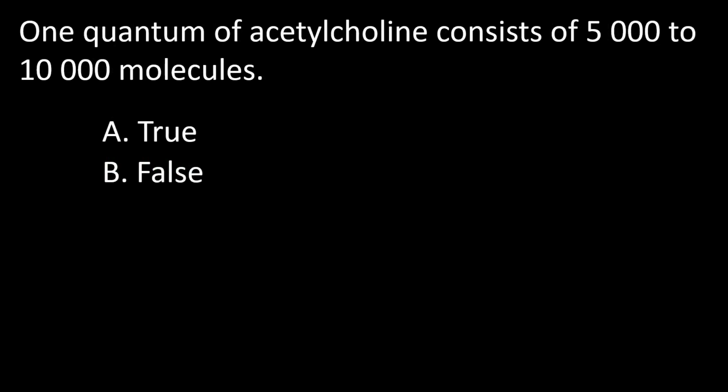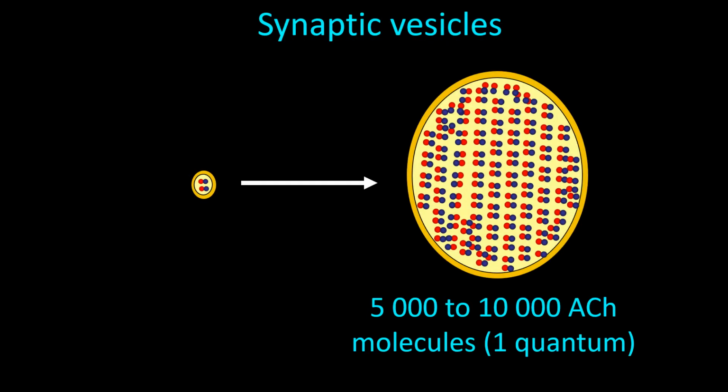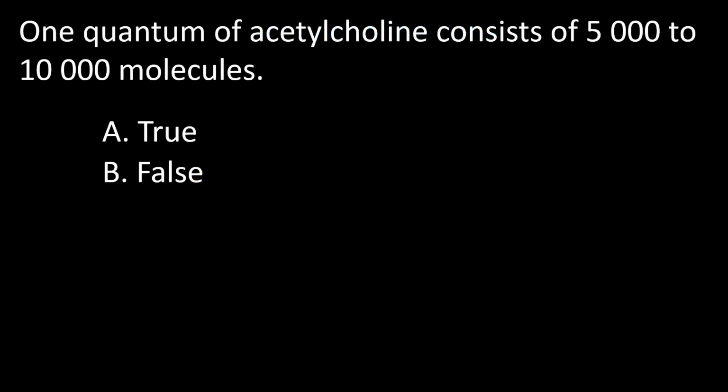Next question. One quantum of acetylcholine consists of 5,000 to 10,000 molecules. A, true, B, false. Although I have so far represented the acetylcholine vesicle with 2 molecules of acetylcholine, the amount of acetylcholine in a vesicle ranges from 5,000 to 10,000. This amount is considered a quantum. So the answer to this question is A.